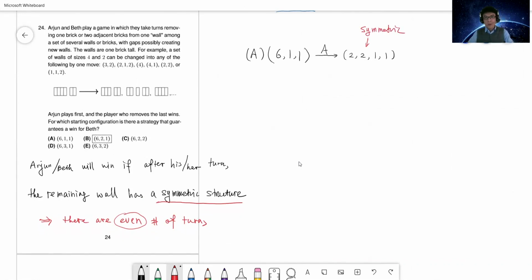And after this, Arjun has control to make the number of turns even, because in the future, no matter what Beth moves, Arjun just does the same. Because the shapes have pairs, Arjun can always do that. So the strategy here is: A just does what B did in the previous step.